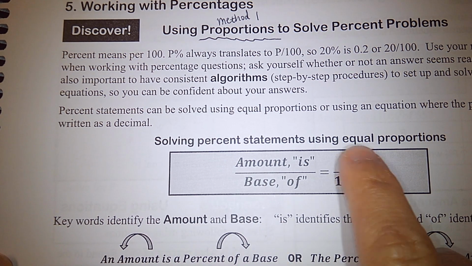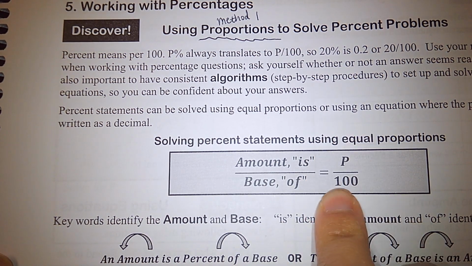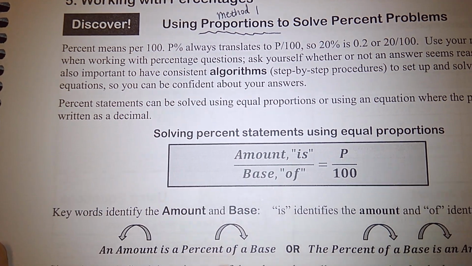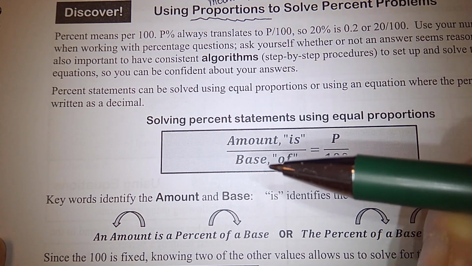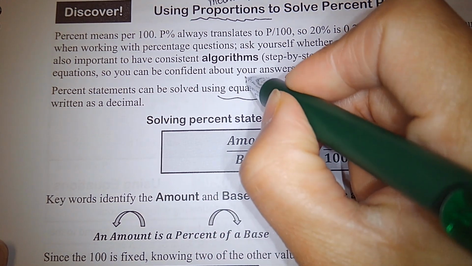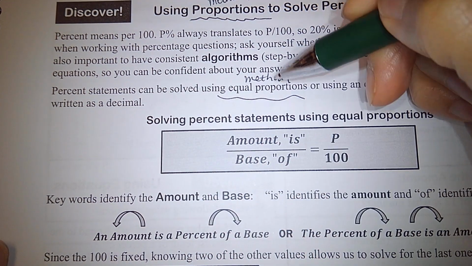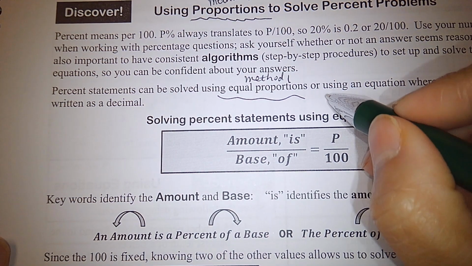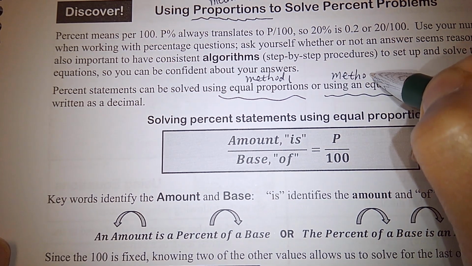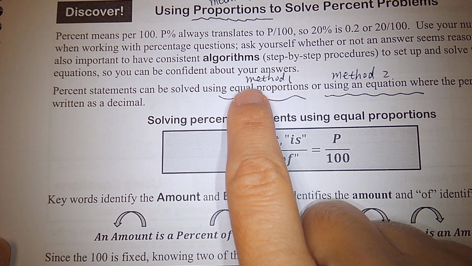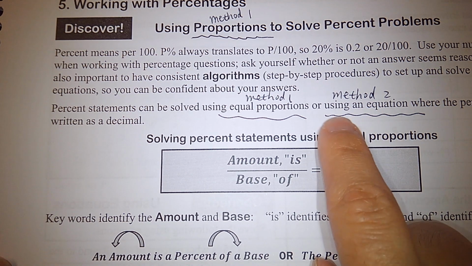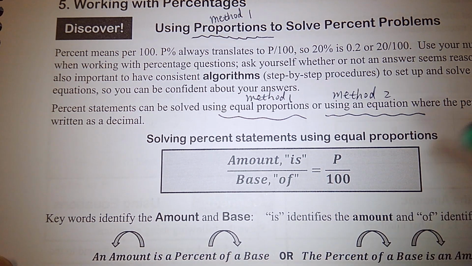Now to solve the percent problem, our first method is by using what? Proportion, equal proportion, whatever we call it. So proportion is method 1, which is the same thing as this proportion. Or we can use an equation. On page 47, we'll talk about this method too. We don't have to worry about it right now. So far we'll concentrate on the first method, proportion. But you know, there are two methods. Method 2 is about using an equation. We'll talk about it later.